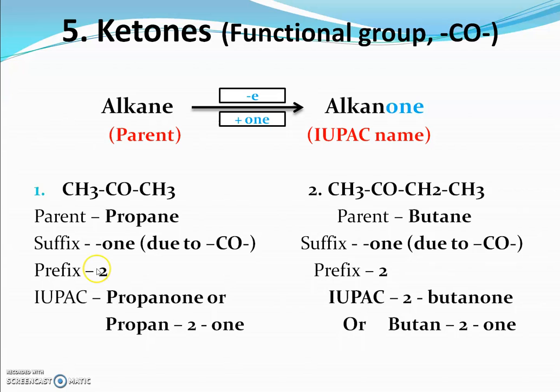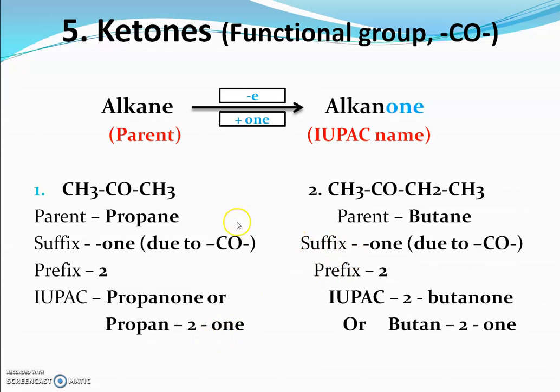So while numbering the chain, you have to number the chain in such a way that the CO group should get the lowest possible number. Now in this chain, whether we move from left to right or right to left, the position of the CO group is 2. That's why the prefix is 2, and therefore the IUPAC name of acetone is propanone, or you can write propan-2-one.